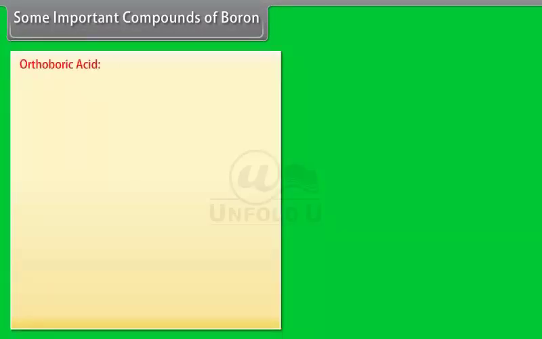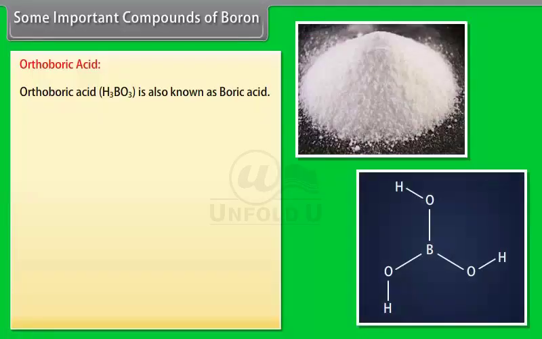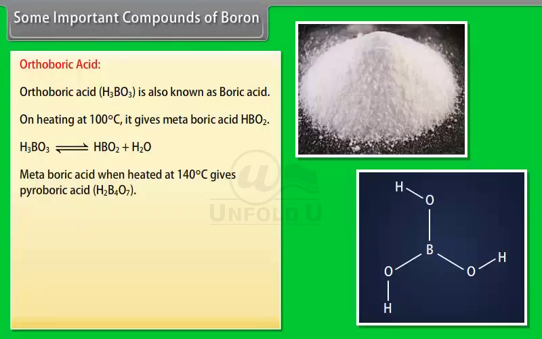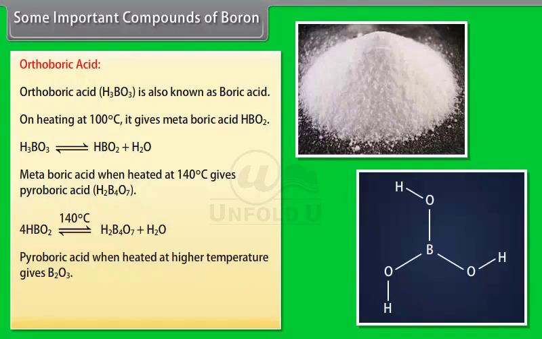Orthoboric acid. Orthoboric acid, H3BO3, is also known as boric acid. On heating at 100 degrees Celsius, it gives metaboric acid, HBO2. Metaboric acid, when heated at 140 degrees Celsius, gives pyroboric acid, H2B4O7, which when heated at high temperature gives B2O3.